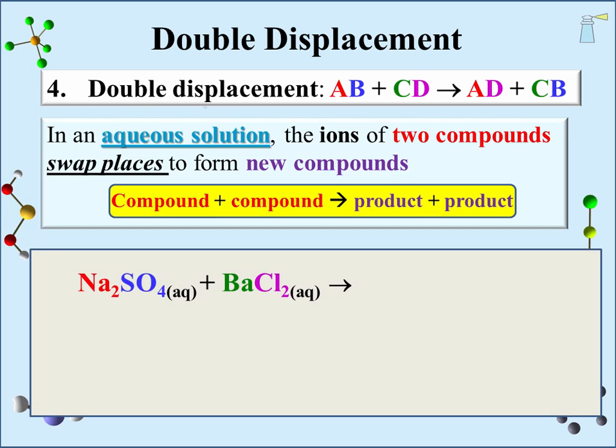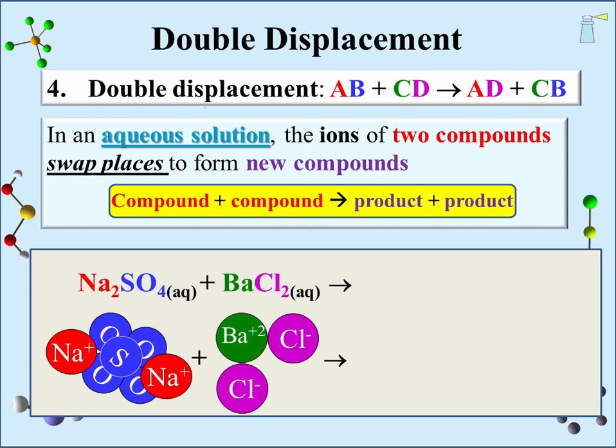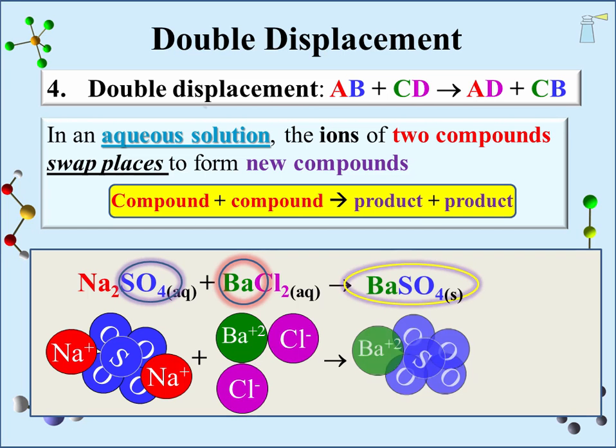A second and very common example of a double displacement reaction is the mixing of sodium sulfate and barium chloride in water. Both of these ionic compounds readily dissolve in water, forming solvated cations and anions. A double displacement reaction occurs when the solvated cation from one compound, barium, is attracted to and binds the solvated anion of the other compound, sulfate. These swap pairs form the stable compound, barium sulfate.